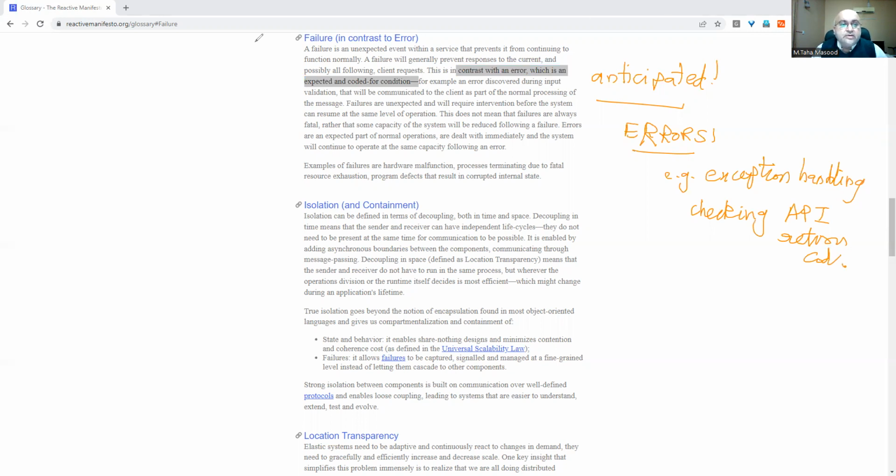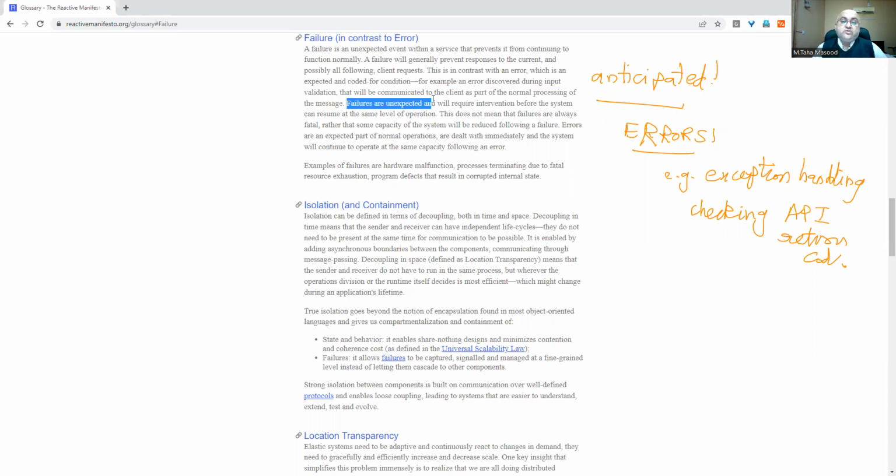For example, an error discovered during input validation that will be communicated to the client as part of normal processing of the message. This is a good example. If you have a form and the user inputs, let's say, alphabetical characters in a text box where you only expect numeric, when you anticipate for it, you will have a regular expression which checks. You'll see, okay, there's some fault. You'll tell the user, hey, only input numbers over here. All right.